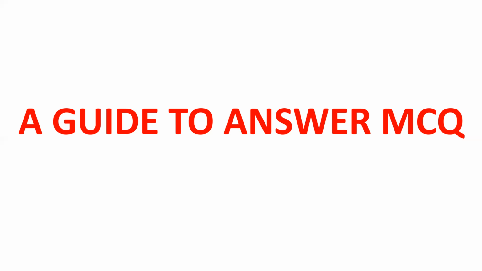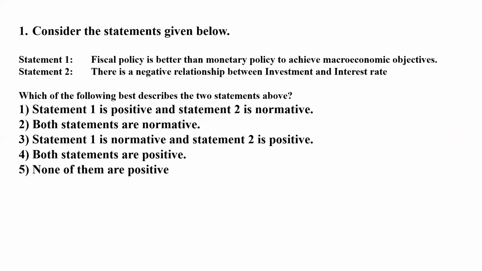Question number 1. Look at this question. You are given two statements. Statement 1: fiscal policy is better than monetary policy to achieve macroeconomic objectives. Statement 2: there is a negative relationship between investment and interest rate. Now, this is a very common MCQ which comes in our paper. If you observe past papers, what is the theory behind this MCQ?